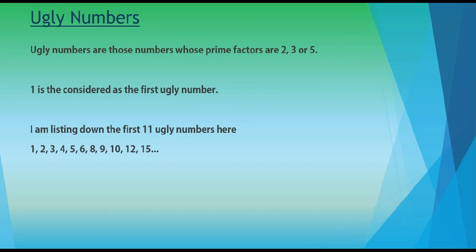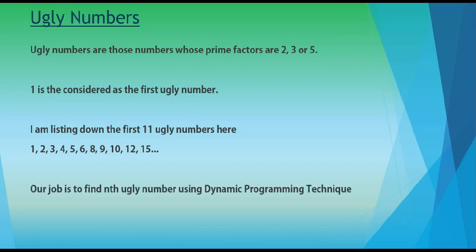As you can see, if you have 4, which is the fourth ugly number, then you will find 2 as one of its prime factors. If you are considering 6, then you are going to find both 3 and 2 as its prime factors. So this is how these ugly numbers are formed, and you have to keep in mind the basic foundation, the basic concept behind ugly numbers. Our job in this problem is to find the nth ugly number using dynamic programming technique.